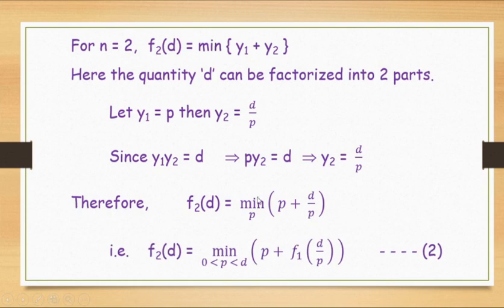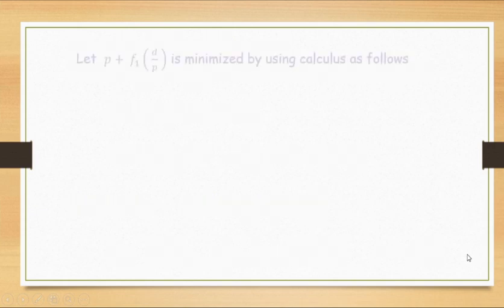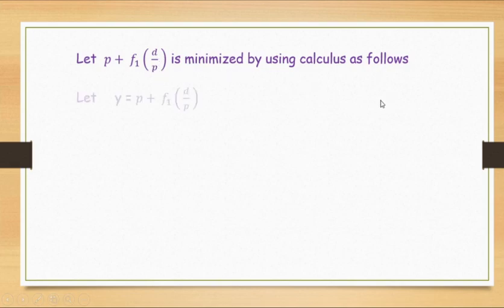This can be more precisely written as f2(d) = minimum over 0 < p < d of p + f1(d/p). Since f1(d) = d, therefore f1(d/p) means d/p. Equation number 2. Let p + f1(d/p) be minimized by using calculus as follows. Let y = p + f1(d/p), that is y = p + d/p, as f1(d) = d, which implies that f1(d/p) is d/p.